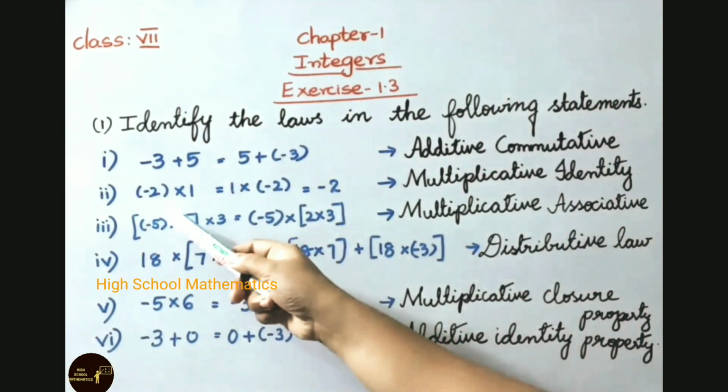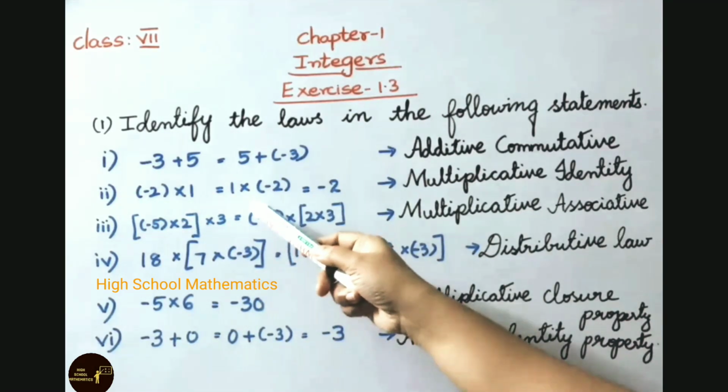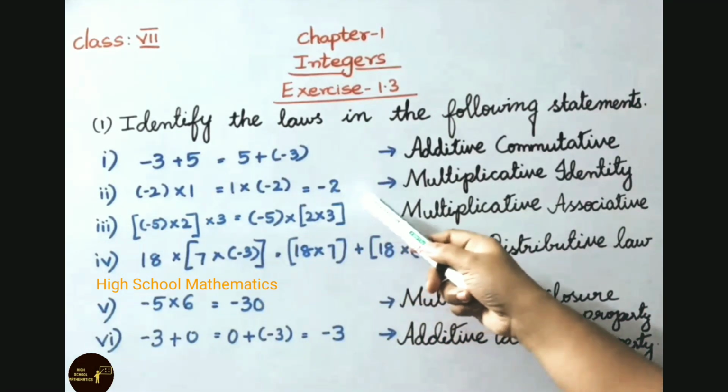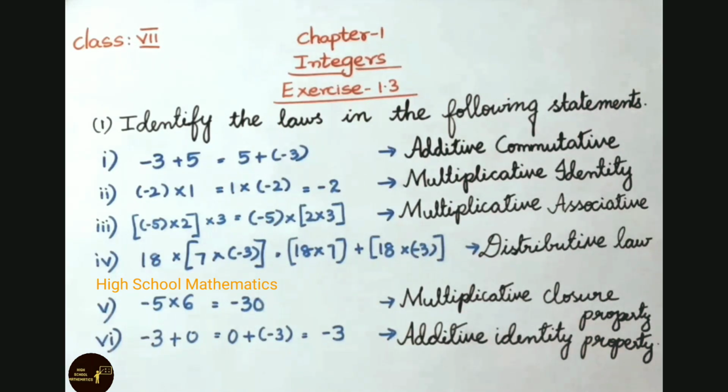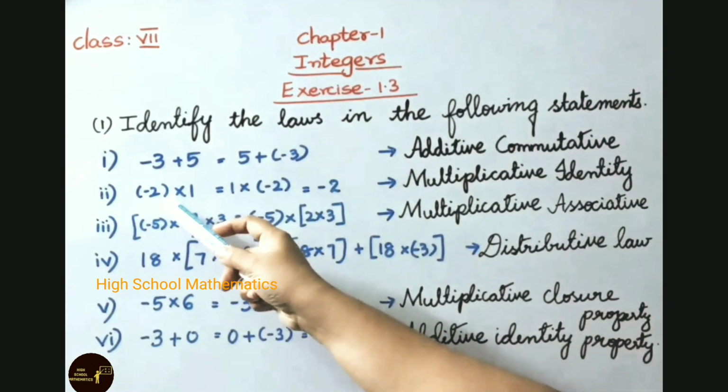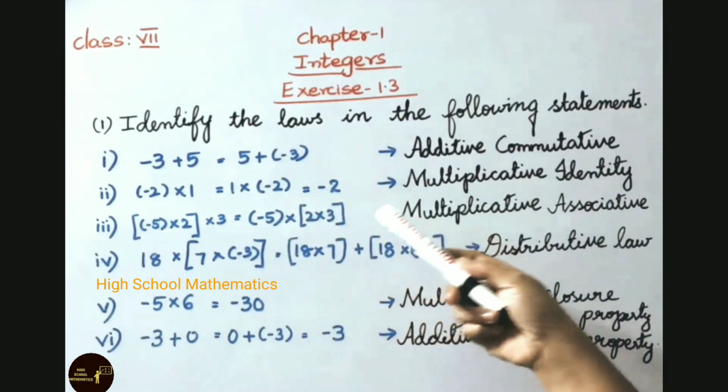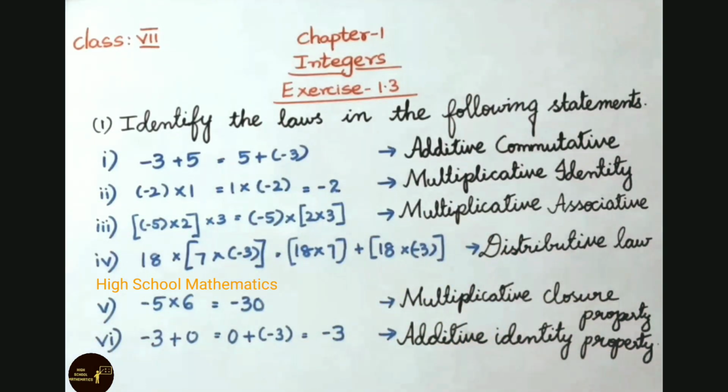See the second one, minus 2 into 1 equals 1 into minus 2 equals minus 2. It is looking like multiplicative identity, a into 1 equals 1 into a equals a. So here the property is the multiplicative identity property.